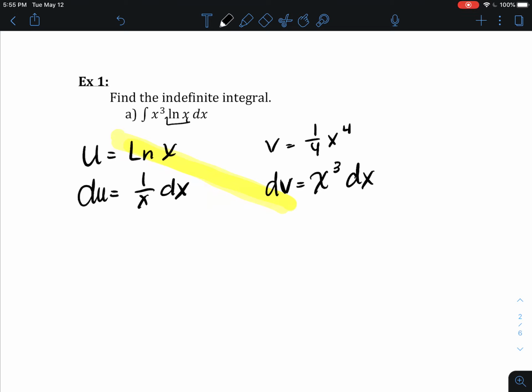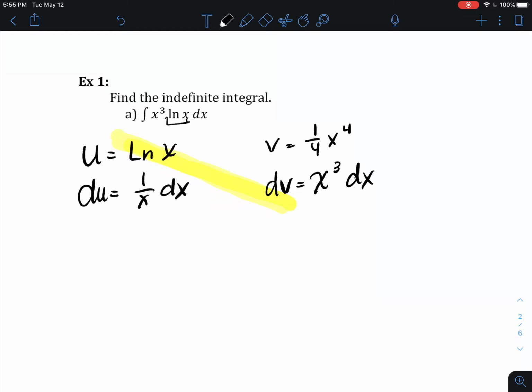At this moment we're not going to put the plus c on v, because we're going to do that at the end, when we actually finish integration by parts, so that we have the plus c there.